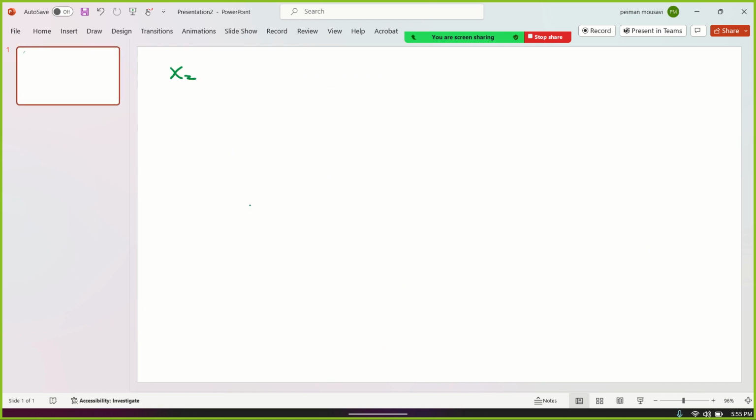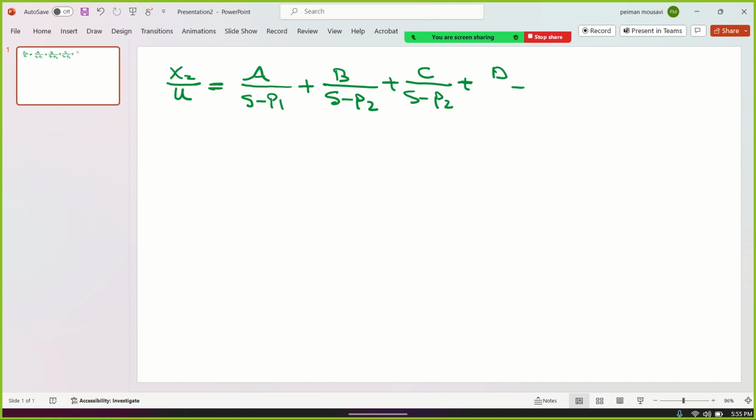Guys, x2 over u, if you want to finally decompose and then apply the Laplace transform, it's going to be written as this. Look here, s minus p1, because you have a fourth order system. You remember what you were doing for the second order system? Yes, everybody? To go to the Laplace transform for the time solution of that, finally, it's going to be this. That's right. Yes, everybody?